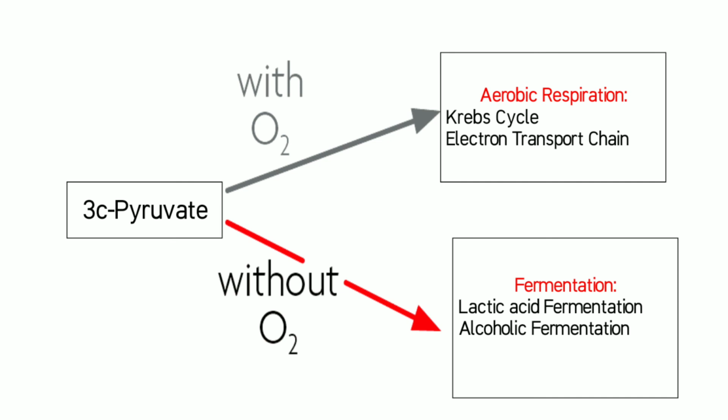Okay, so there are 2 fates of the pyruvate produced in glycolysis. First, in the presence of oxygen, it will continue to the Krebs cycle and electron transport chain in aerobic respiration. But without oxygen, it will proceed to fermentation. So either lactic acid fermentation or alcoholic fermentation, depending on the organism.